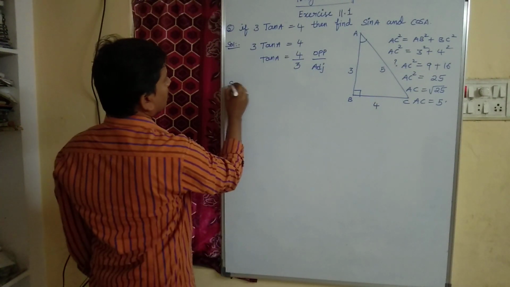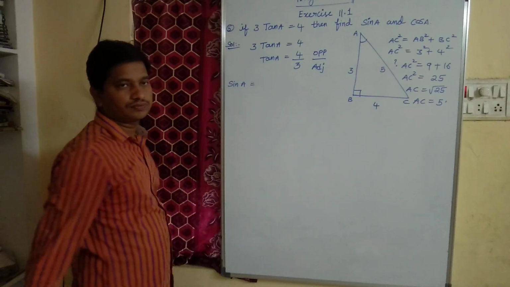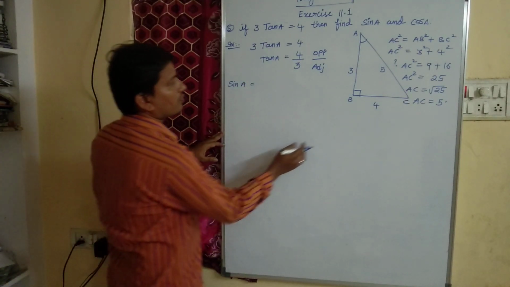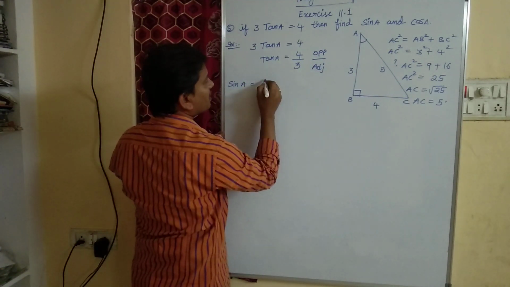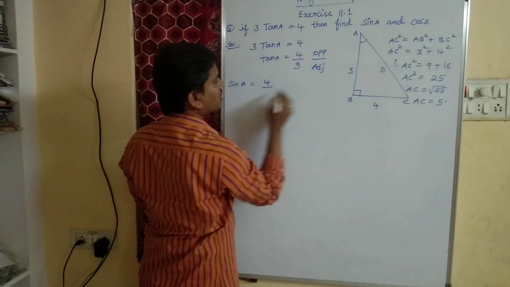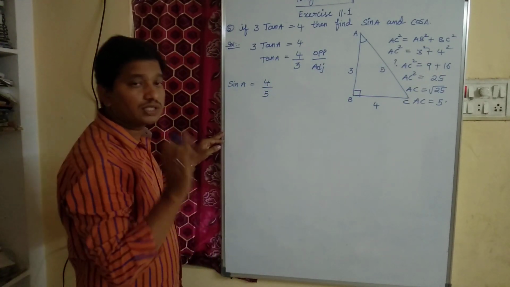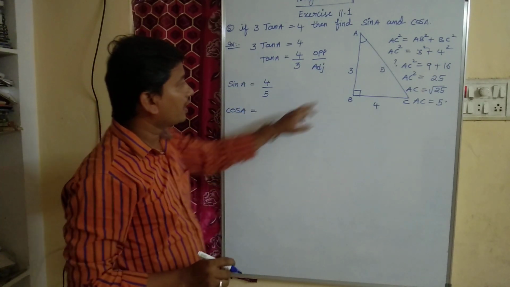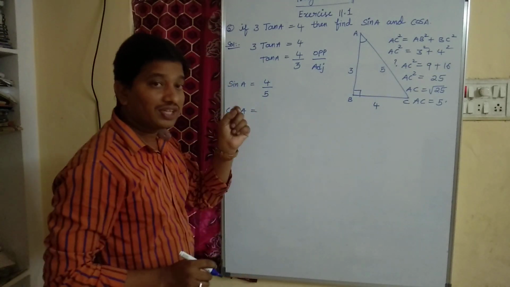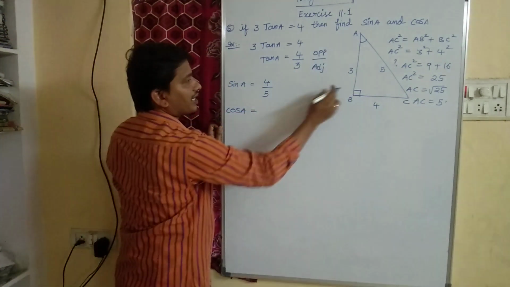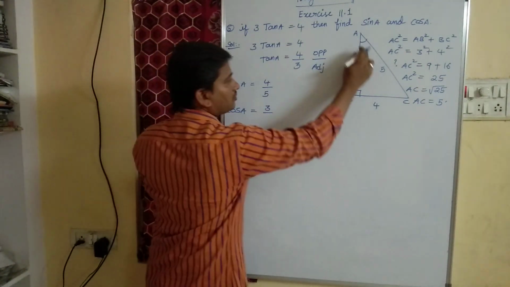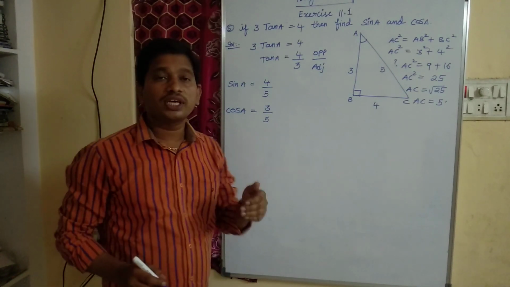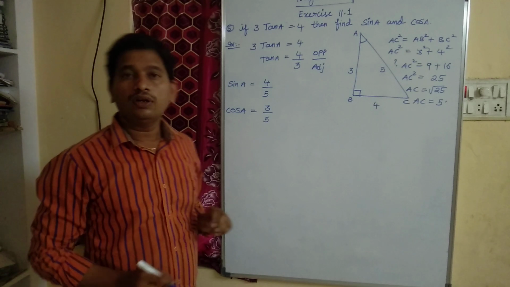Now what do we have to find? We need to find the sine ratio. What is the ratio of sine? Opposite side by hypotenuse. With respect to A, the opposite side is BC, 4 units. Hypotenuse is AC, 5 units. So sine is 4 by 5. Coming to cos, what is the ratio of cos? Adjacent side by hypotenuse. With respect to A, the adjacent side is AB, 3 units. Hypotenuse is AC, 5 units. So cos A equals 3 by 5. This is our fifth problem.